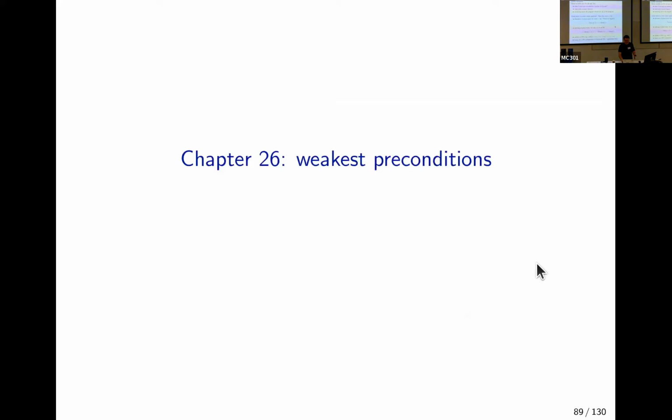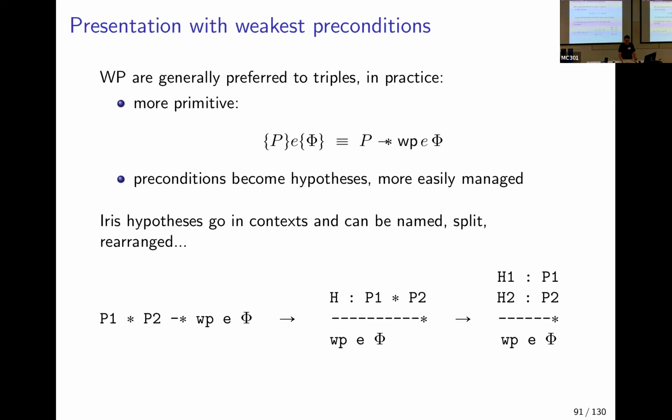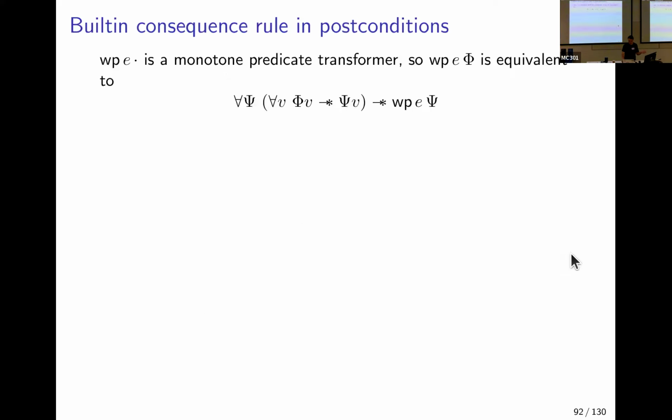I've presented weakest preconditions before, so I'll just skip all of these. P ⊢ WP e {φ} is the same as P implies WP e {φ}. I've shown you how Iris works before, so I'll just skip.